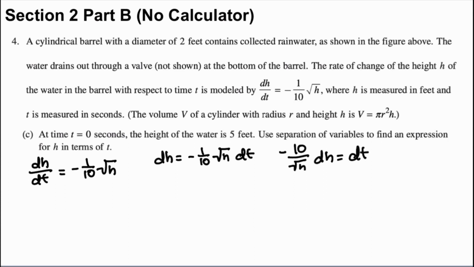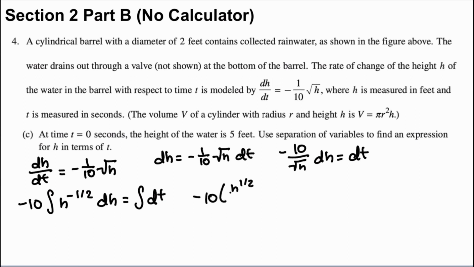Now here comes the part where we integrate. I'm going to take this negative 10 as our constant multiple, move it onto the outside, and I'm going to rewrite 1 over root h as h to the negative 1/2 to make our integration simpler. dh is equal to the integral of dt. Now just doing our simple reverse power rule, we get negative 10 times h to the 1/2 over 1/2 is equal to t plus c.